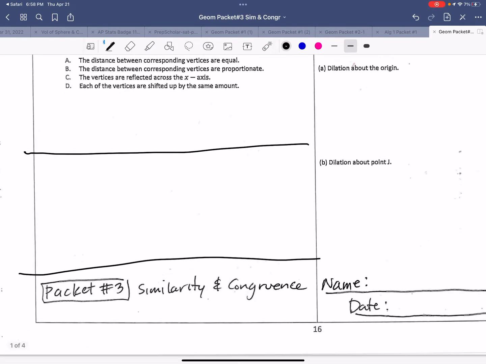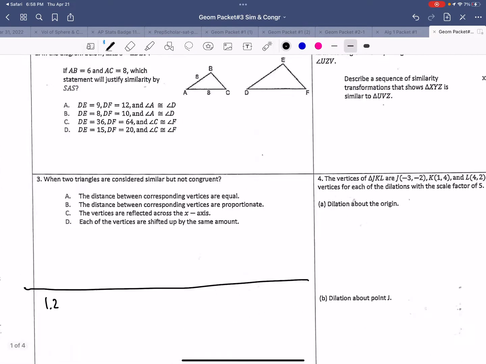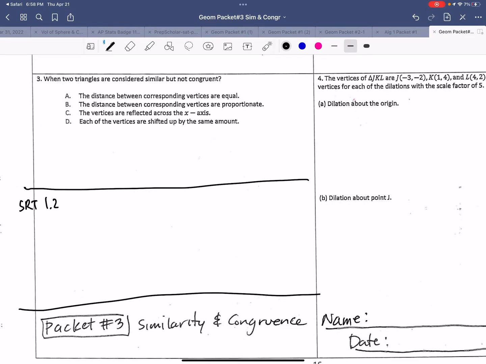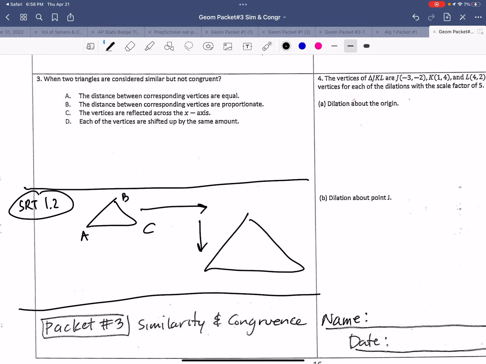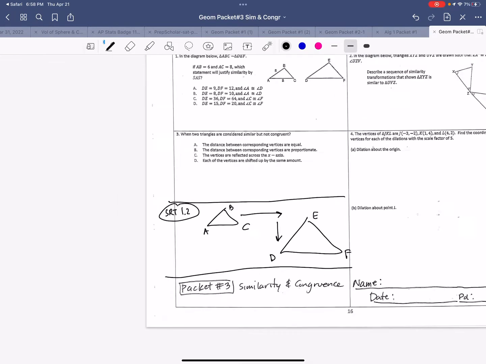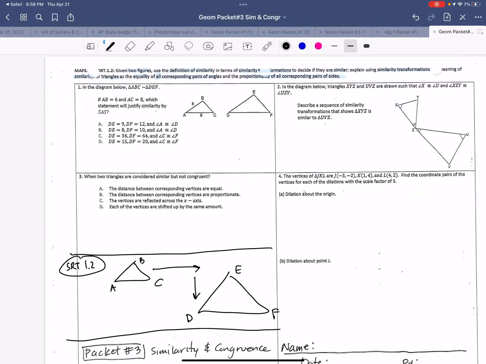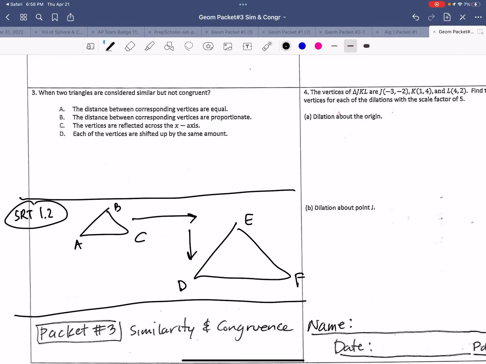All right, so what is this? 1.2, and it is SRT. So SRT, what does it mean? It means if I took one figure, ABC, and I moved it over, and maybe I moved it down, and I blew it up, DEF. Then I need to be able to know and understand that similarity means that I could use some type of transformation, like translation, rotation, or reflection, and then dilate it. And that therefore, when I did that, these angles would match, these angles would match, and these angles would match, okay?